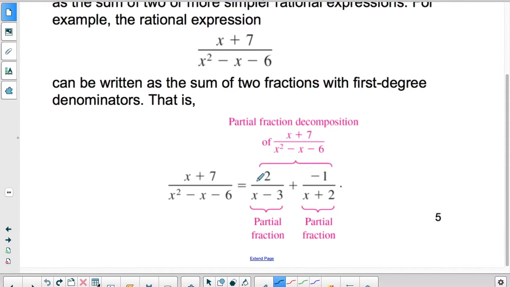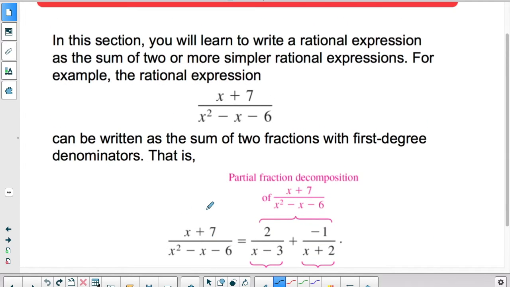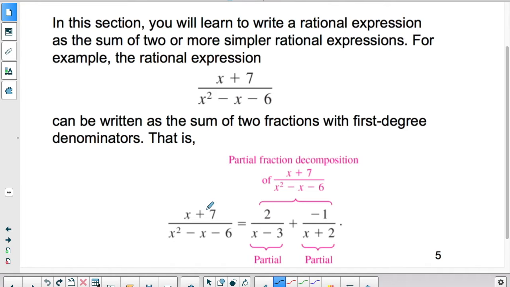Because what we've talked about in Algebra 2 is we took two fractions like this here, 2 over x minus 3 plus negative 1 over x plus 1, and found ways to go about combining them to get x plus 7 over x squared minus x minus 6. Now what we're going to do in partial fraction decomposition is go the other way. We're going to start off with this here and find out what the fractions were that were added or subtracted from each other to get this.